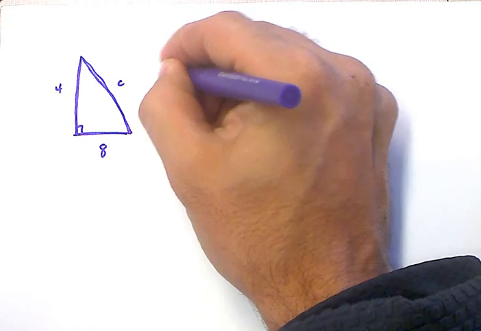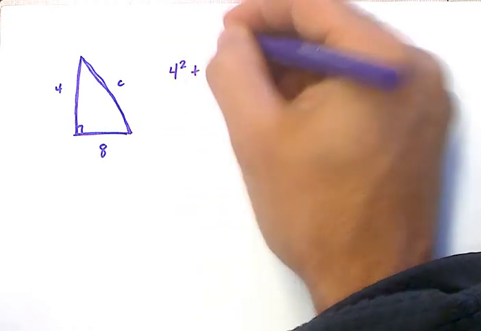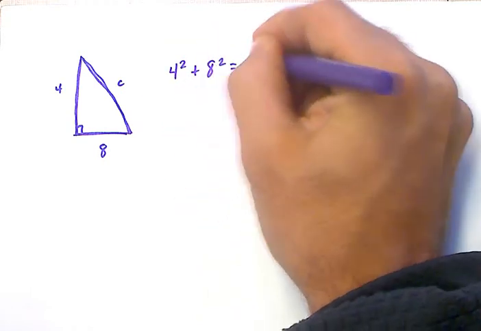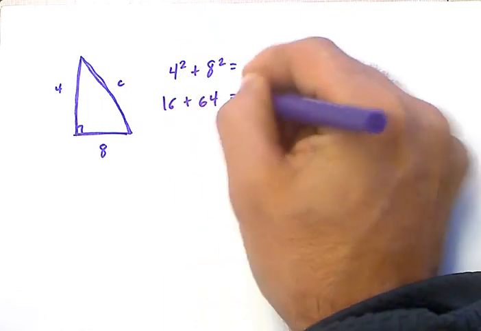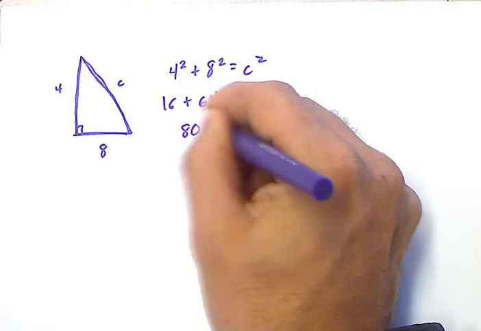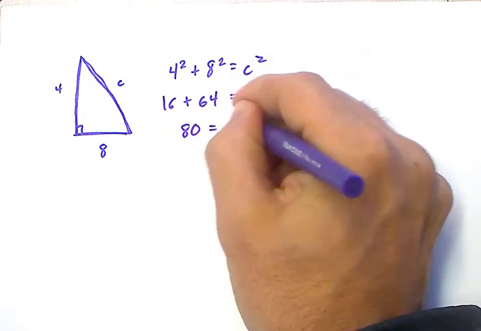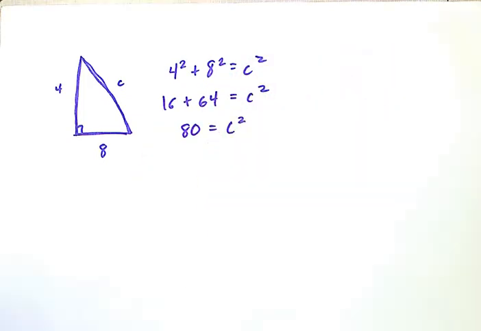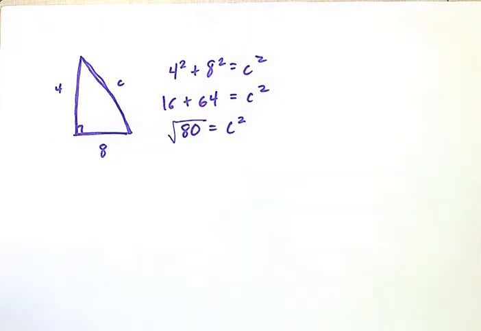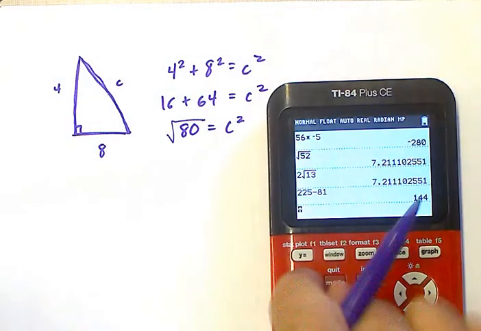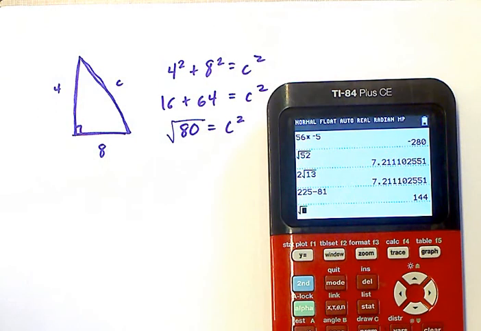Well, let's just assume that's a straight line. 4 squared, 16, plus 8 squared, 64, and I'm getting 80. Sum of the two squares, I'm getting 80 here. Now, a couple things I could do. I can take the square root of 80 on my calculator here, okay, and get a result like this.